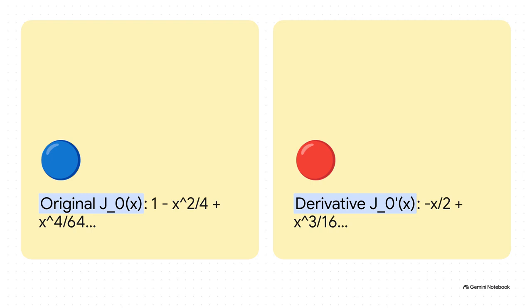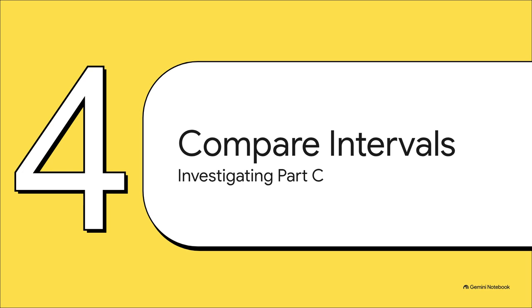If we compare the first few terms, we can see exactly how the derivative transforms the original function. The original Bessel function starts with 1, then subtracts x squared over 4, and so on. But the derivative starts directly with a negative term, negative x over 2, plus x cubed over 16. The structure is totally similar, right? We've got alternating signs, increasing powers of x, but the actual terms have fundamentally changed to reflect that new rate of change. Which brings us to section 4, comparing the intervals for part C.